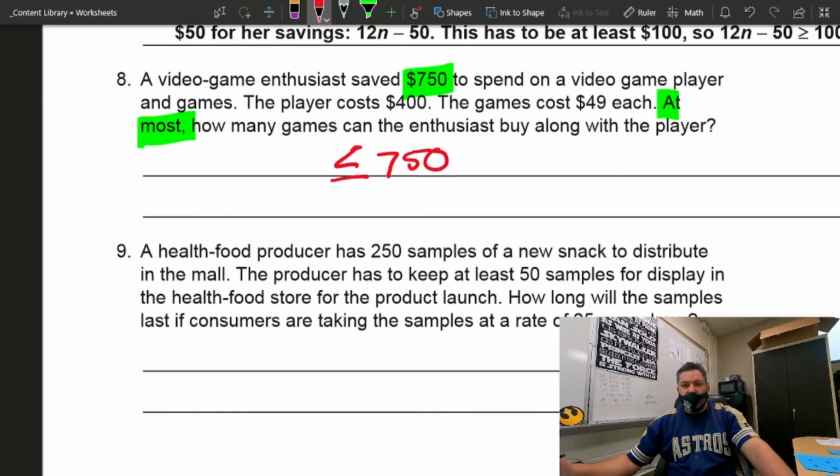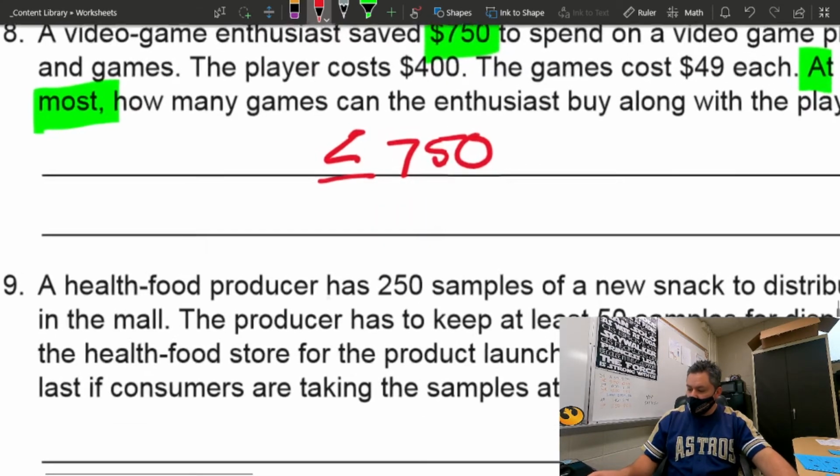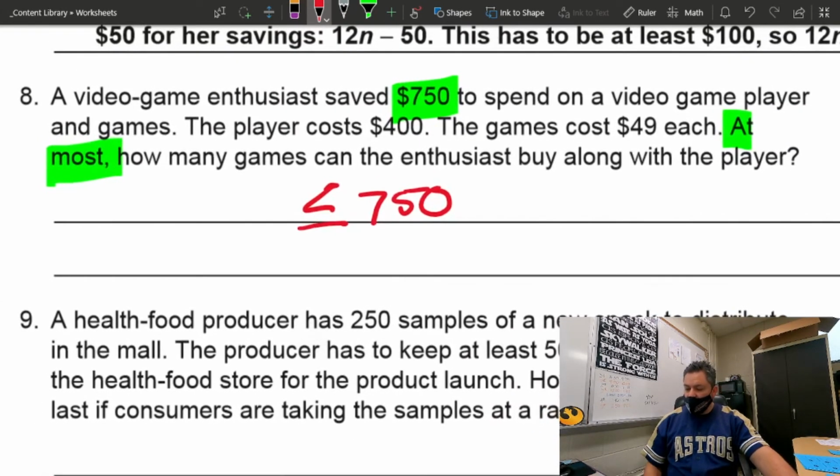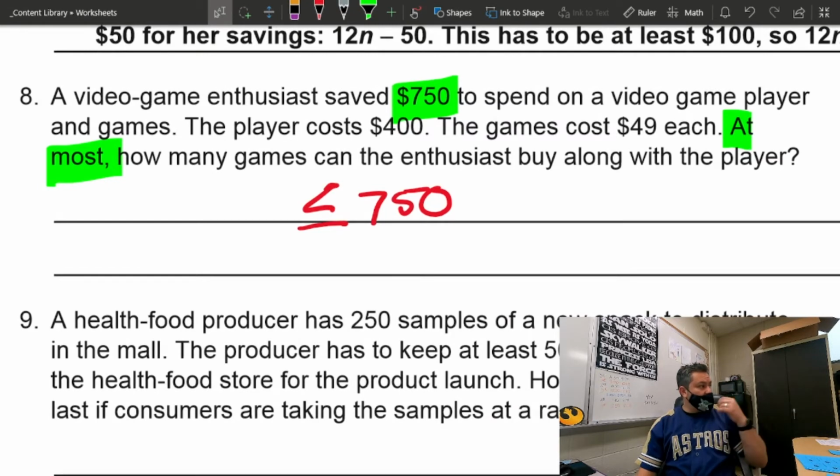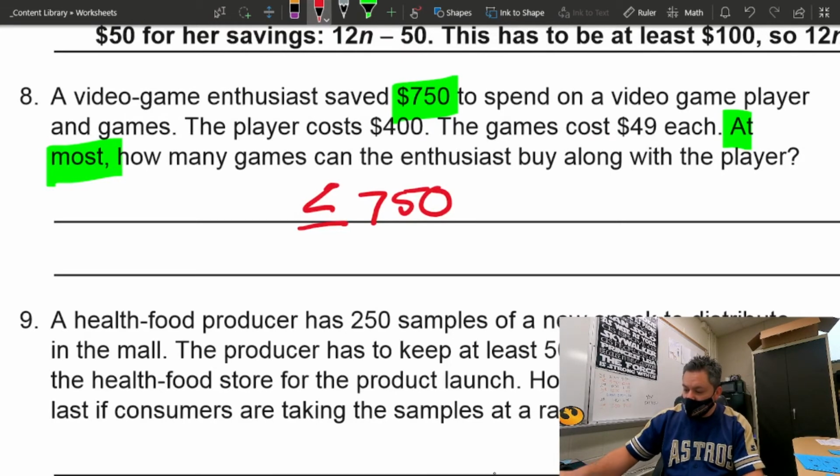Okay, what else do we know about number 8? The player costs $400. Is that gonna be my variable or my constant? Constant. Why? Because the game costs $49. So $49 per game, and the player costs $400.